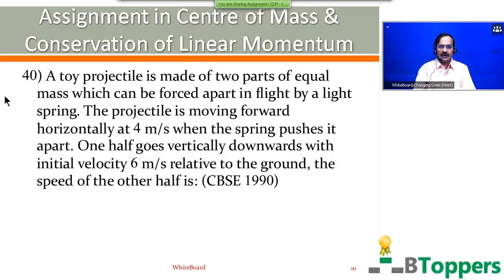A toy projectile is made of 2 parts of equal mass, which can be forced apart in flight by a light spring. The projectile is moving forward horizontally at 4 meters per second. When the spring pushes it apart, one half goes vertically downwards, with initial velocity 6 meters per second relative to the ground. The speed of the other half is? Come on, try the question.